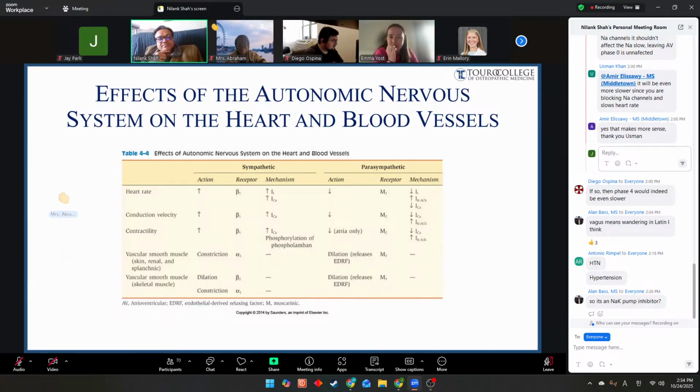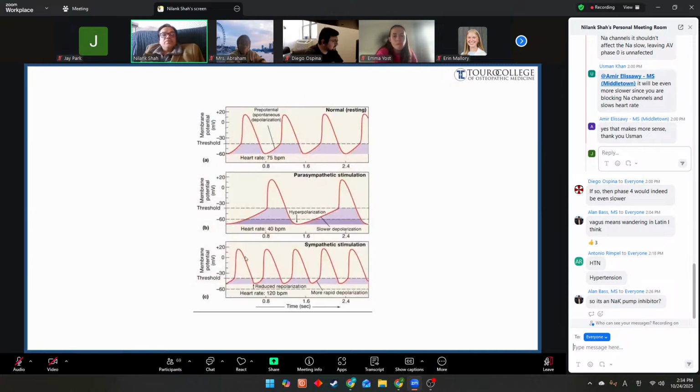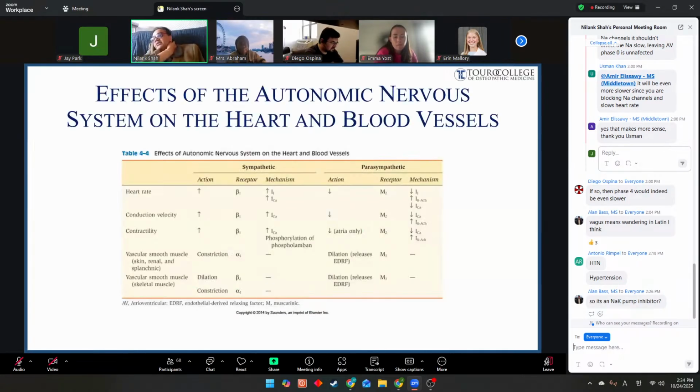Very good. By increasing the inward sodium current, and by increasing the inward calcium current, right? Inward sodium current is increased because of the funny sodium current, right? And it will increase the inward calcium current through the T-type calcium channel, right? Which will shorten the phase, as you can see here, which will result in increased heart rate, because you can easily depolarize the cell membrane to threshold. So that's why heart rate is increased.